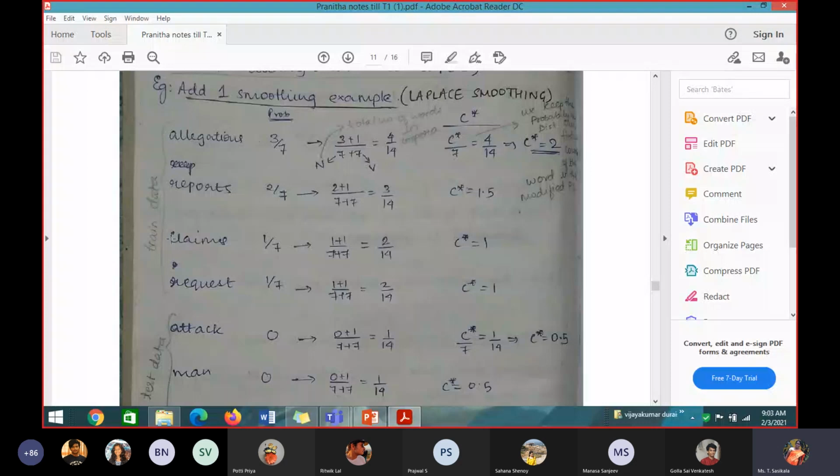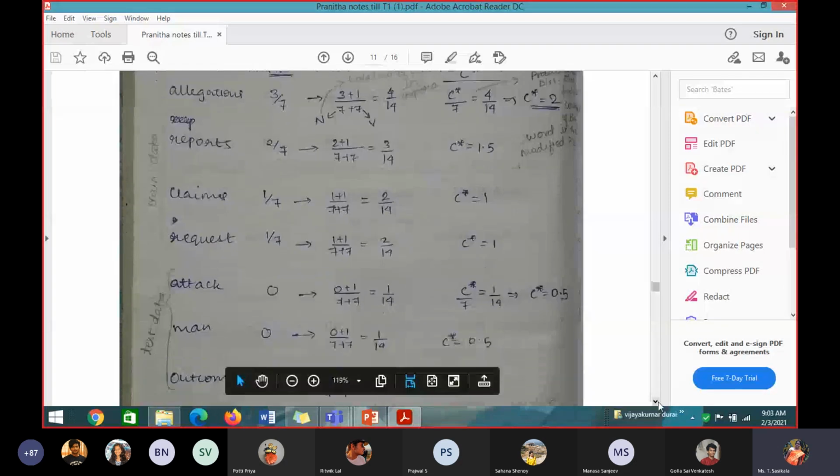Yes, ma'am. You write denied the allegation, denied the report, denied the claims, denied the request. You write 4 sentences and put a bracket like this. These are all training data. And in my test data, what are the sentence trigrams I have? Attack, man and outcome. So these 3 are test data.